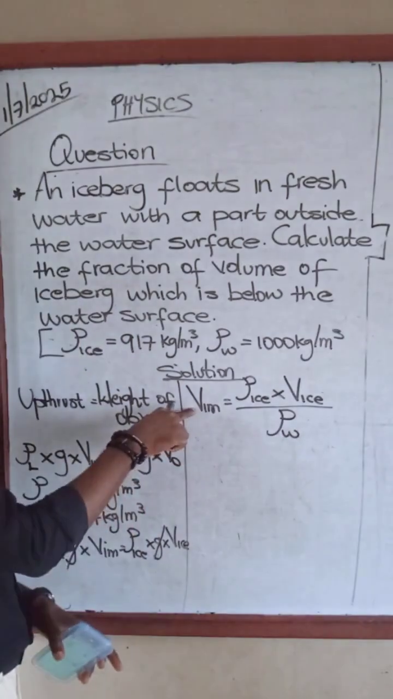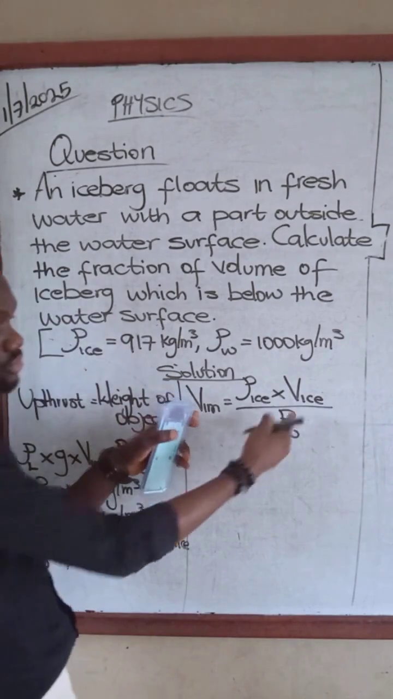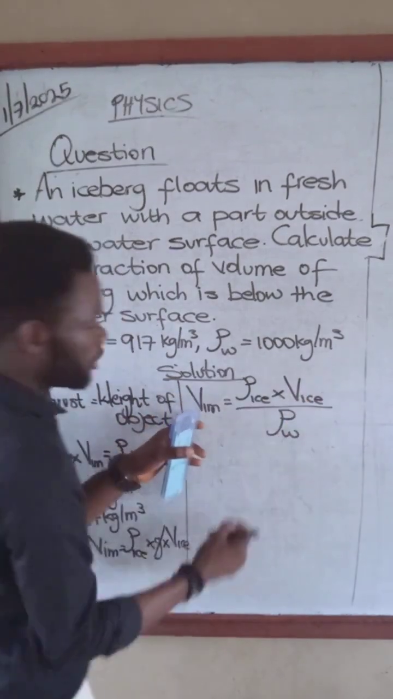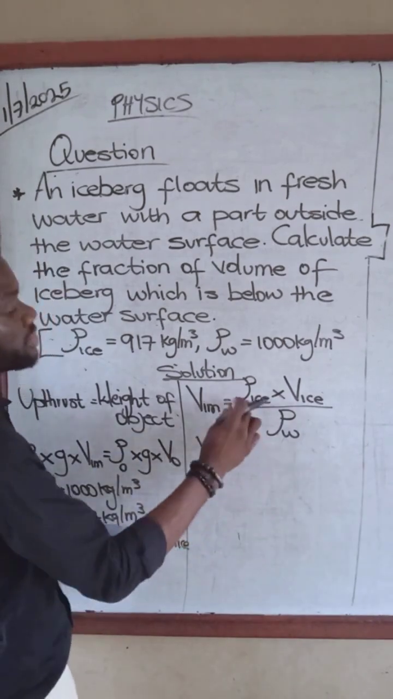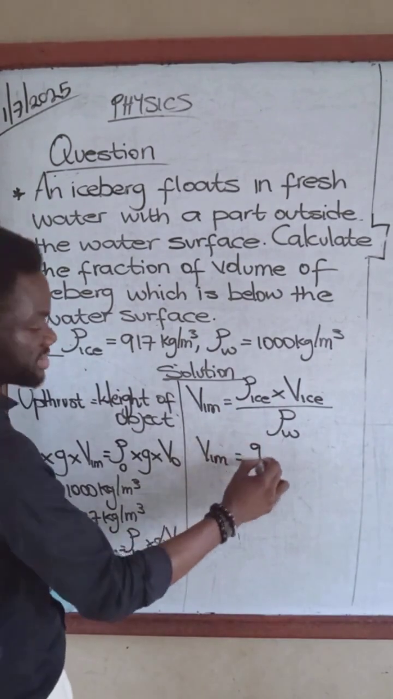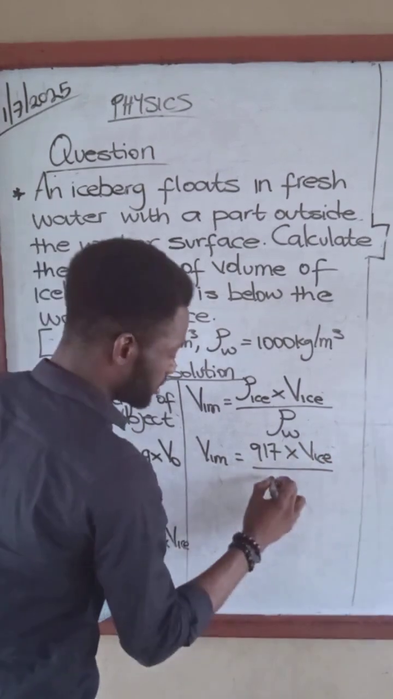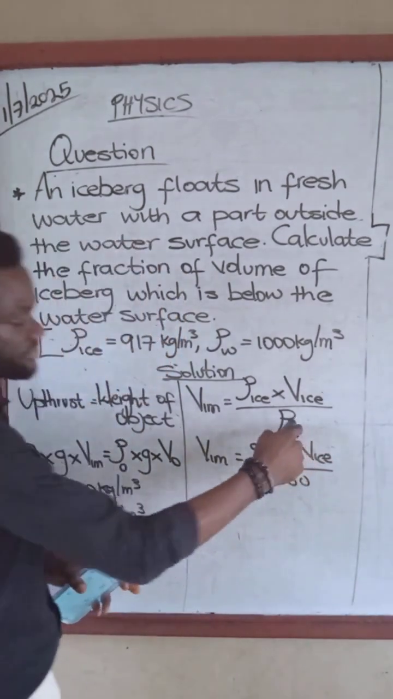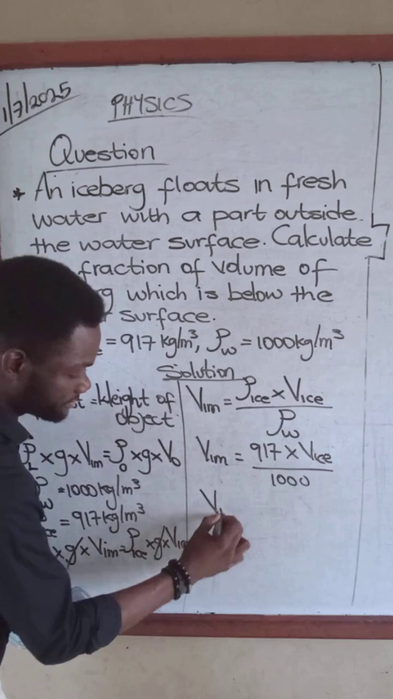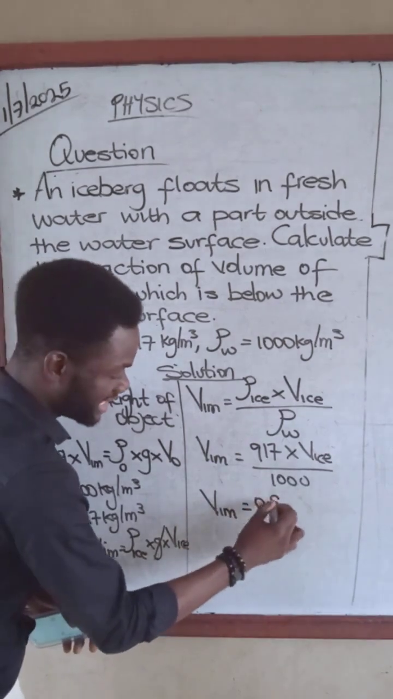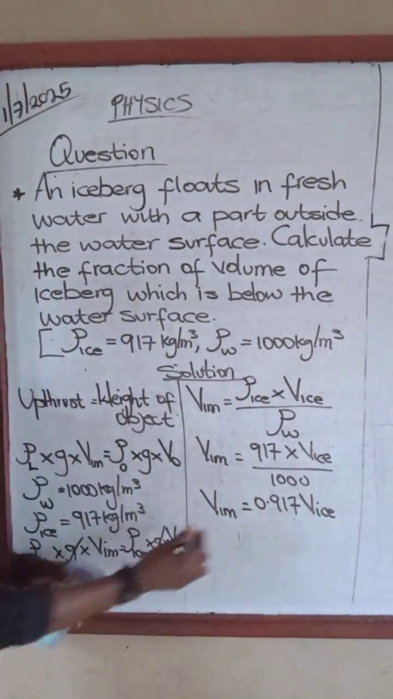Alright, so I'm trying to look for the volume that was immersed. That volume is a particular fraction of the total volume of the ice. So volume immersed will be equal to rho ice, which is given to us as 917, times V ice over 1000, which is the density of water. So if I divide 917 by 1000, that will give me 0.917 V ice. Okay, so this is simply our answer.